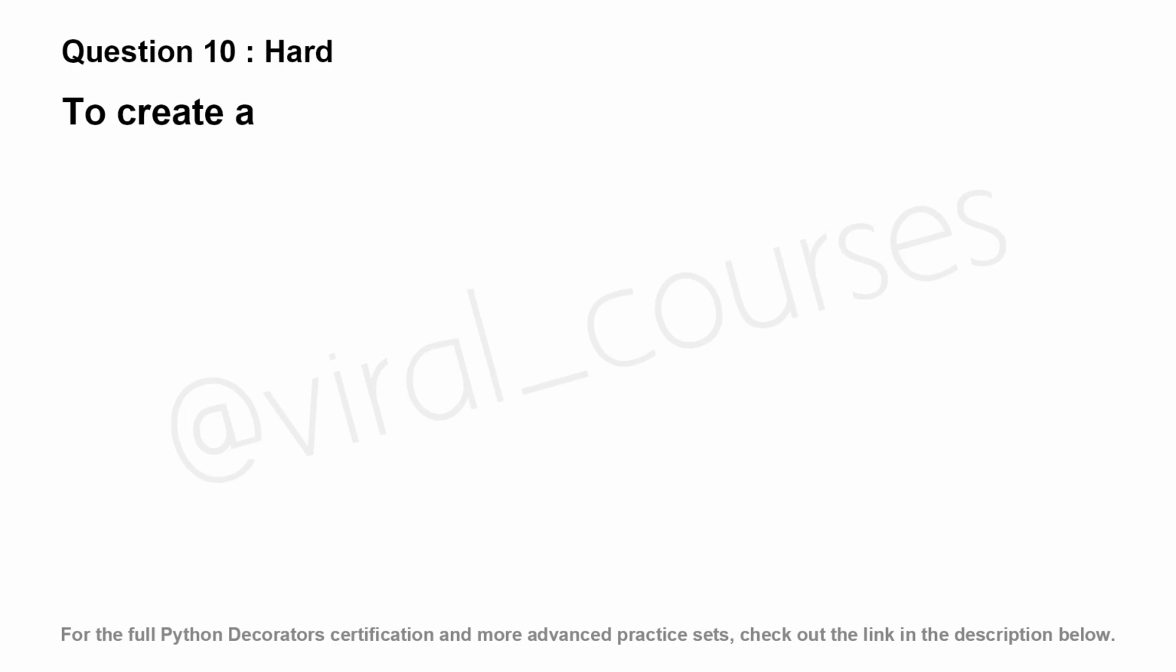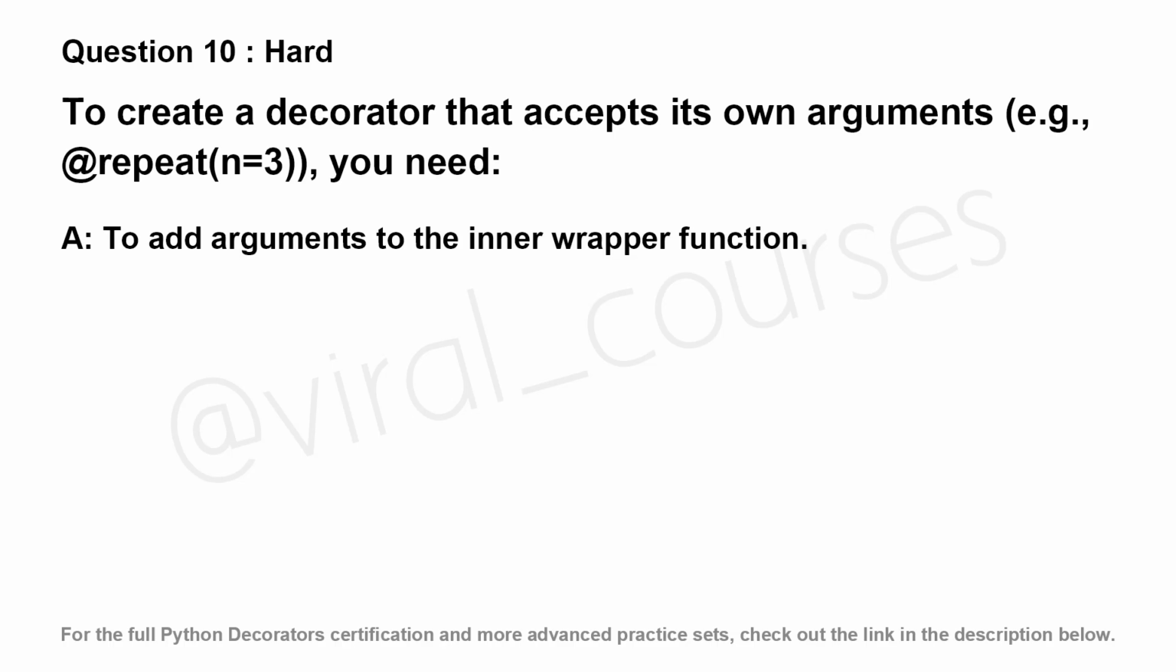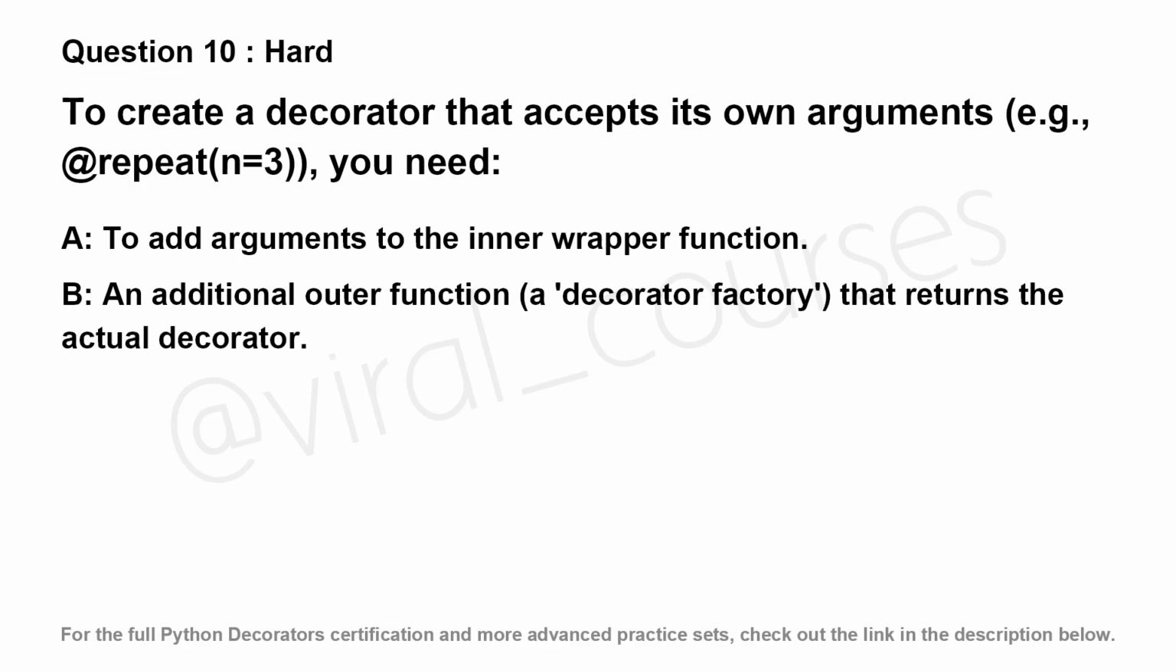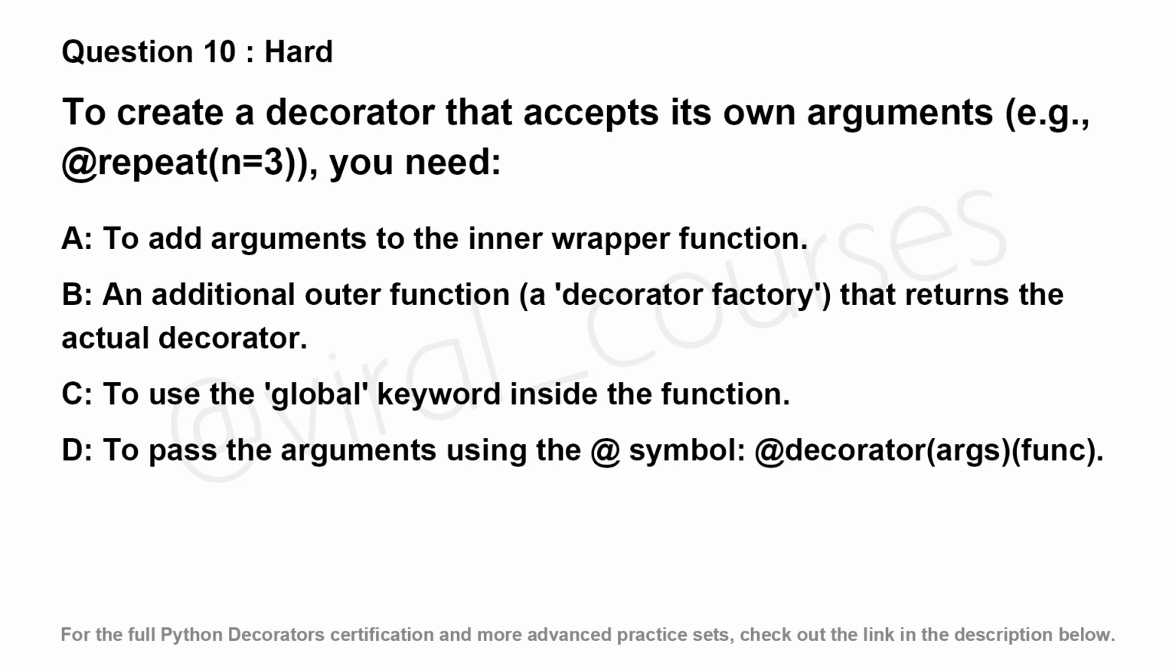To create a decorator that accepts its own arguments, e.g., @repeat(n=3), you need: Option A. To add arguments to the inner wrapper function. Option B. An additional outer function, a decorator factory, that returns the actual decorator. Option C. To use the global keyword inside the function. Option D. To pass the arguments using the @ symbol: @decorator args func.